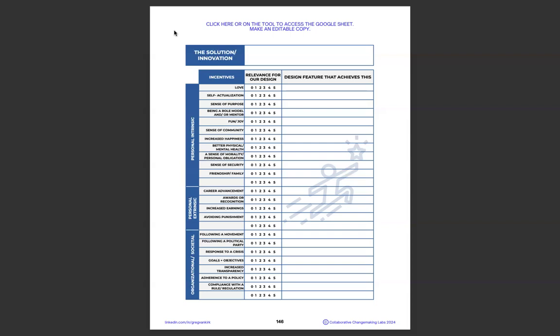Same thing if you look down, continue down in personal extrinsic: career advancement, awards, increased earnings, et cetera. And then at the bottommost is the organizational societal, might be following a movement, following a political party, responding to a crisis, et cetera. So those are examples of these incentives.